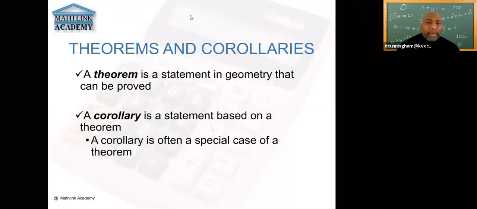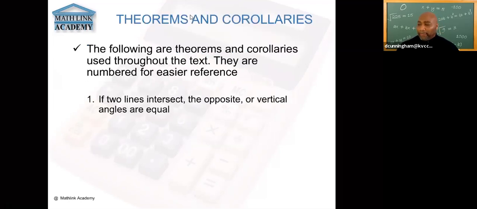Now there's a theorem, and we talk about theorems and corollaries, and I'm not going to get into great detail about them, but a theorem is a statement in geometry that can be proved, and a corollary is a statement based on a theorem. So let's talk about a theorem that will be helpful when you do some work in this particular unit. If two lines intersect, the opposite angles, or vertical angles, are equal.